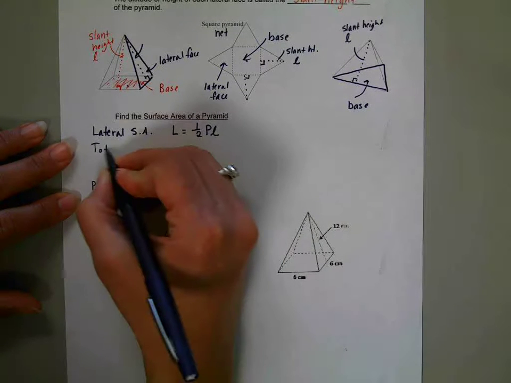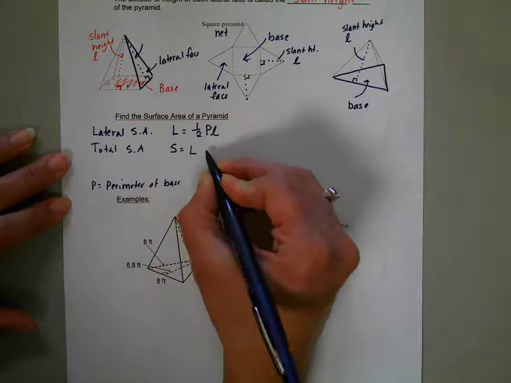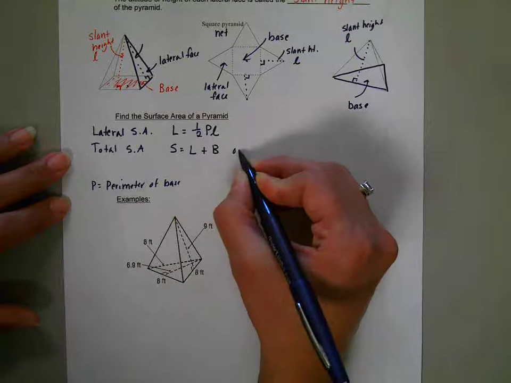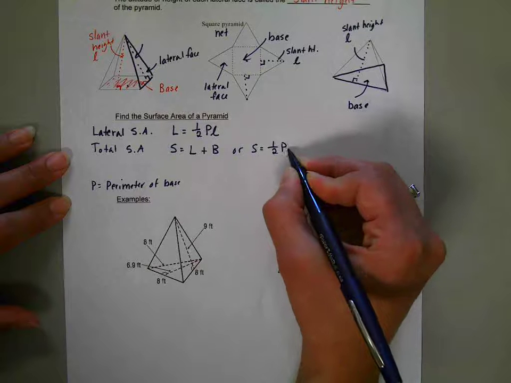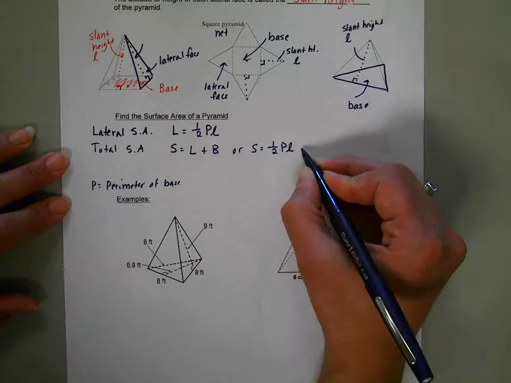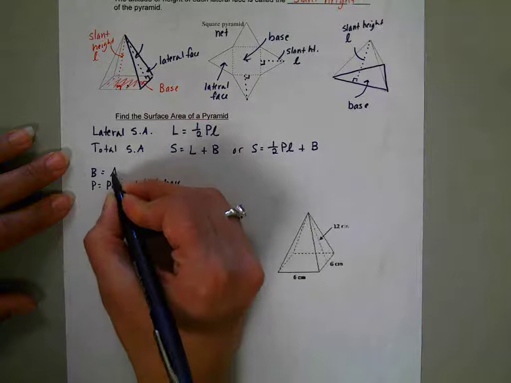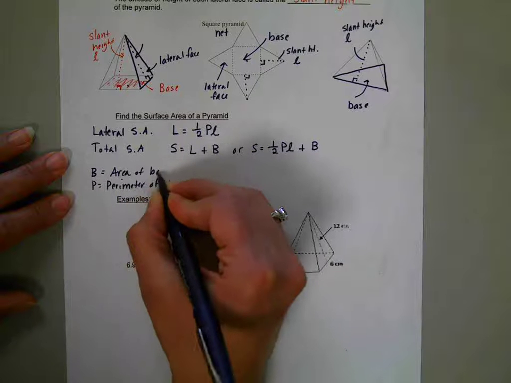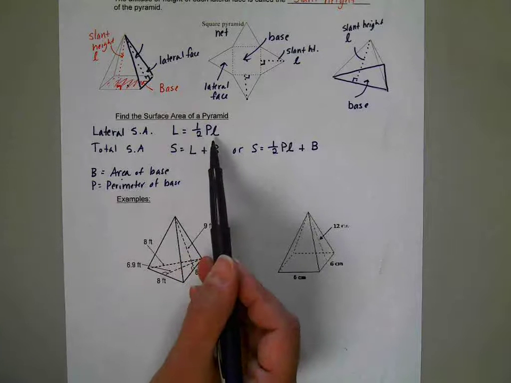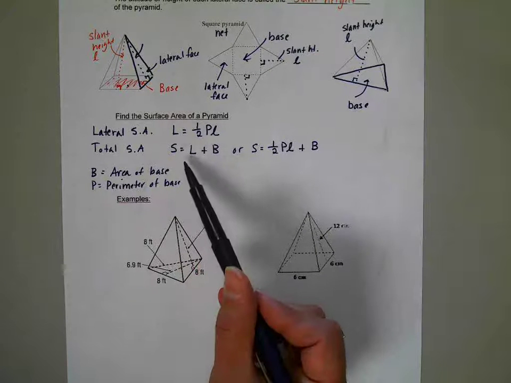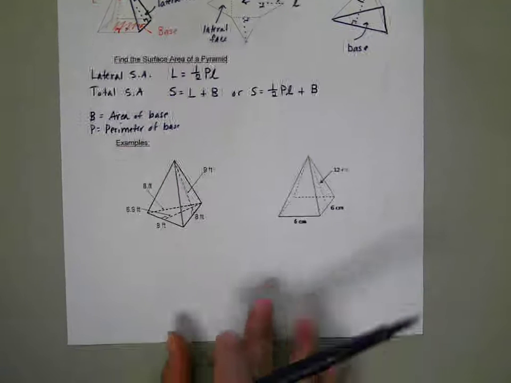Our total surface area is S equals, and you can either say L plus B, or if you want to take it out and do 1/2 perimeter times slant height plus the area of the base, where B is area of the base. Okay, so we have lateral is 1/2 perimeter times the slant height, and total surface area is lateral plus the area of the base. Okay, so let's look at a couple of examples.